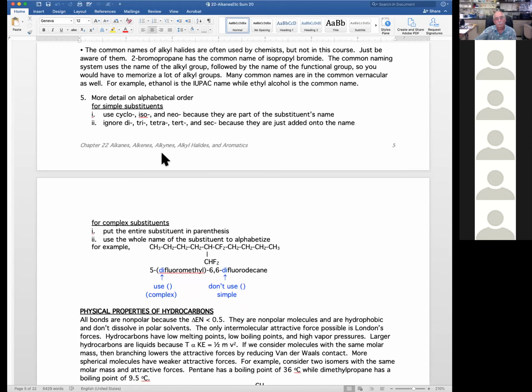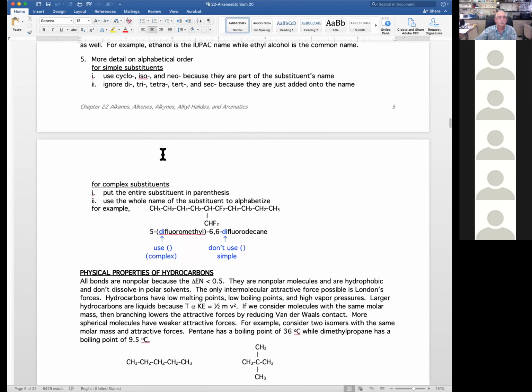So I think this is a point of difficulty that needs to be straightened out. But anyway, for simple substituents, you use cyclo and iso and neo in alphabetical order, but you ignore di, tri, tetra, tert, and sec. Okay? And I'm not even sure I agree with that. I think tert butyl, sec butyl should be used up here, because neo is, but they don't do that.